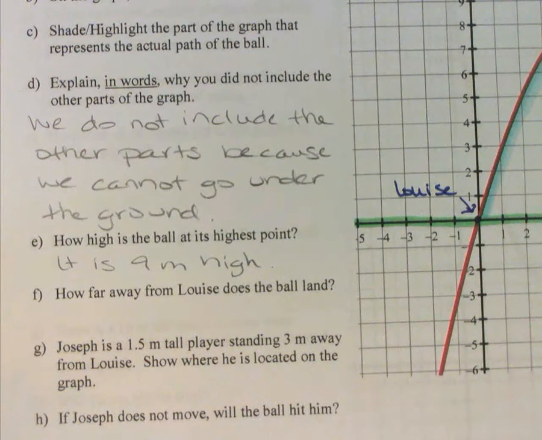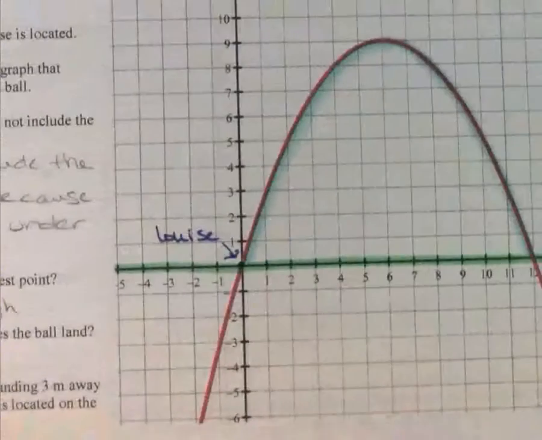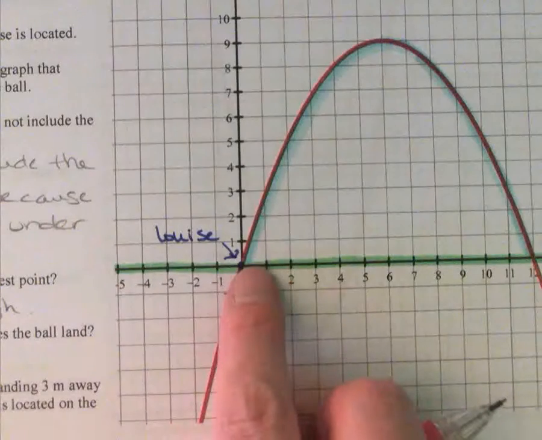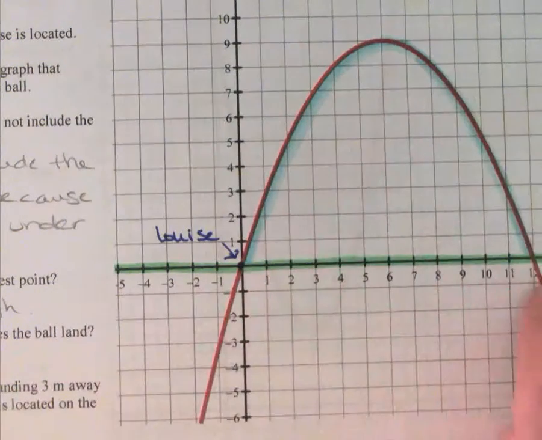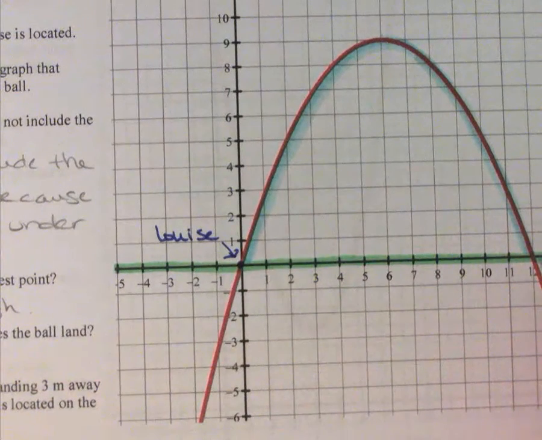It wants to know how far away from Louise the ball lands. So we're looking for the x-intercepts. So I'm going to go over here. The ball starts here with Louise. It's going to go up and down, and then it lands over here. So it lands 12 meters away from Louise.